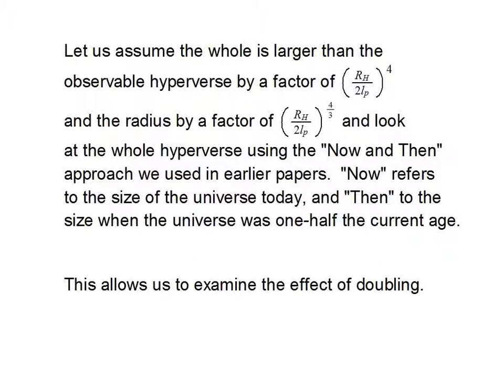So let us assume that the whole is larger than the observable hyperverse by a factor of r sub h over 2lp to the 4th power, and that the radius is larger by a factor of r sub h over 2lp to the 4/3 power, and look at the whole hyperverse using the now and then approach we used in earlier papers. Now refers to the size of the universe today, and then to the size when the universe was 1/2 the current age. This allows us to examine the effect of doubling.